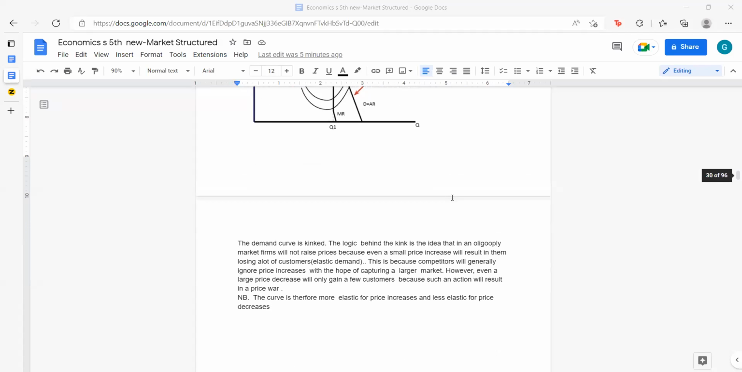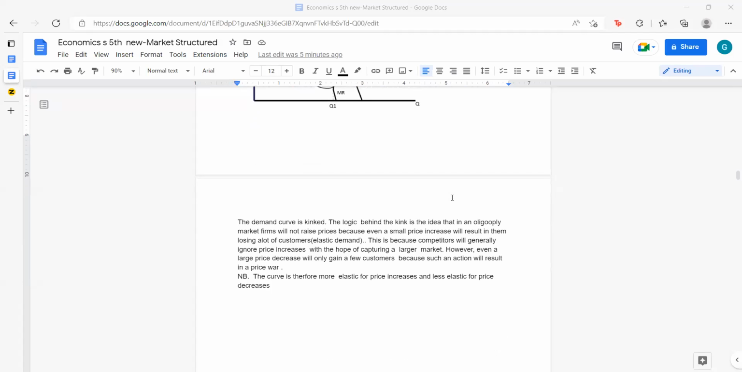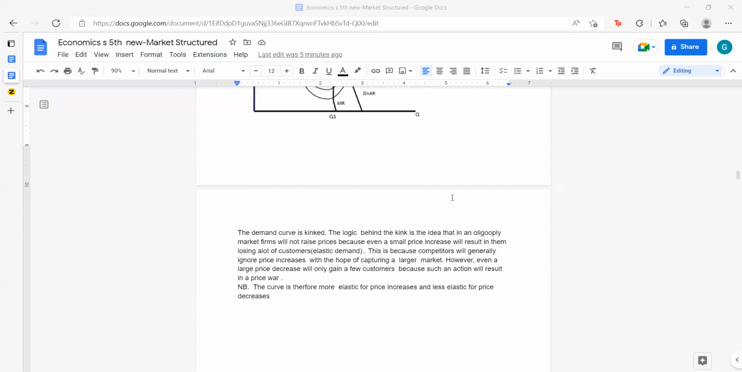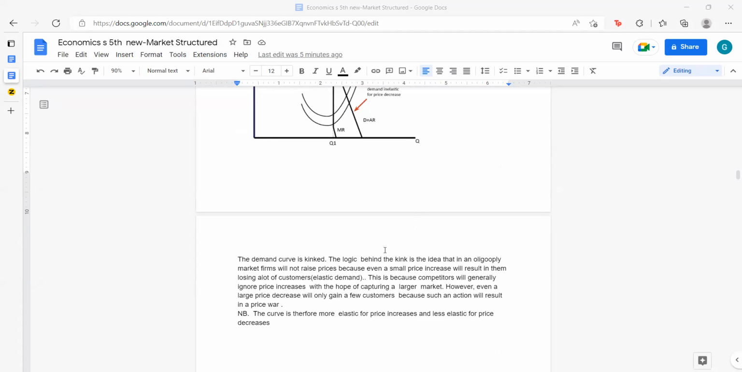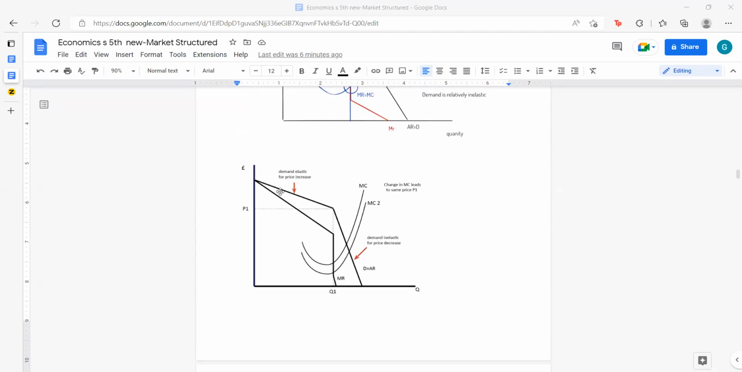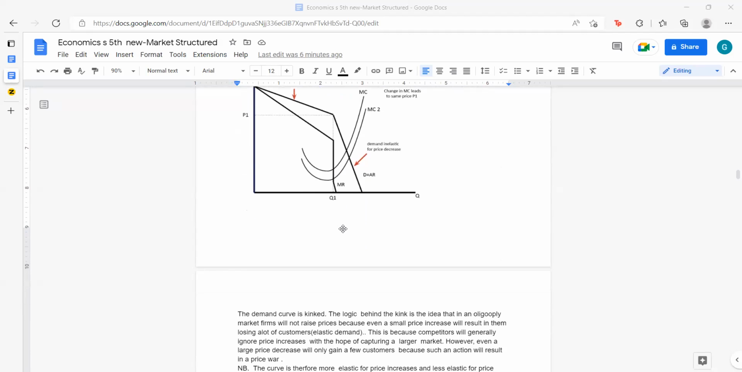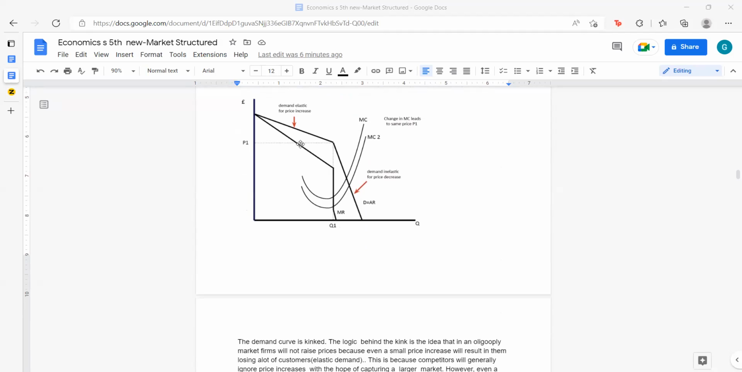So moving on, the logic behind why the demand curve is kinked is explained here. The demand curve is kinked. The idea is that an oligopoly firm will not raise prices because even small increases will result in them losing a lot of customers. Right? This is where the elastic demand part is at the top here. Right? The elastic demand. If they raise prices, they will lose customers. Right? And we know how elastic demand works.